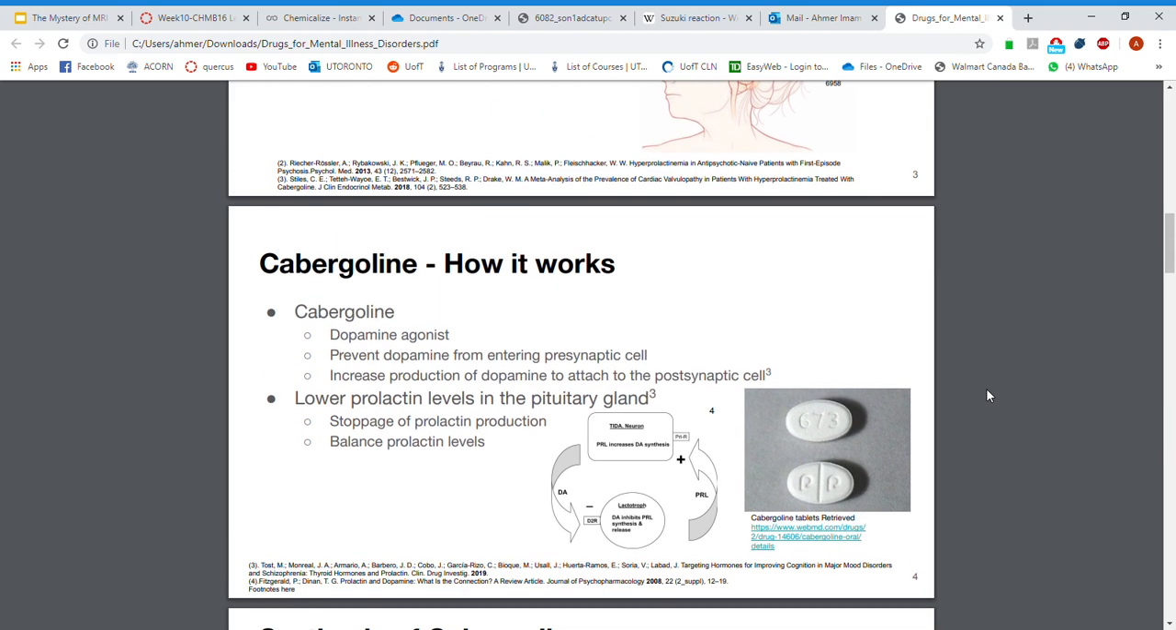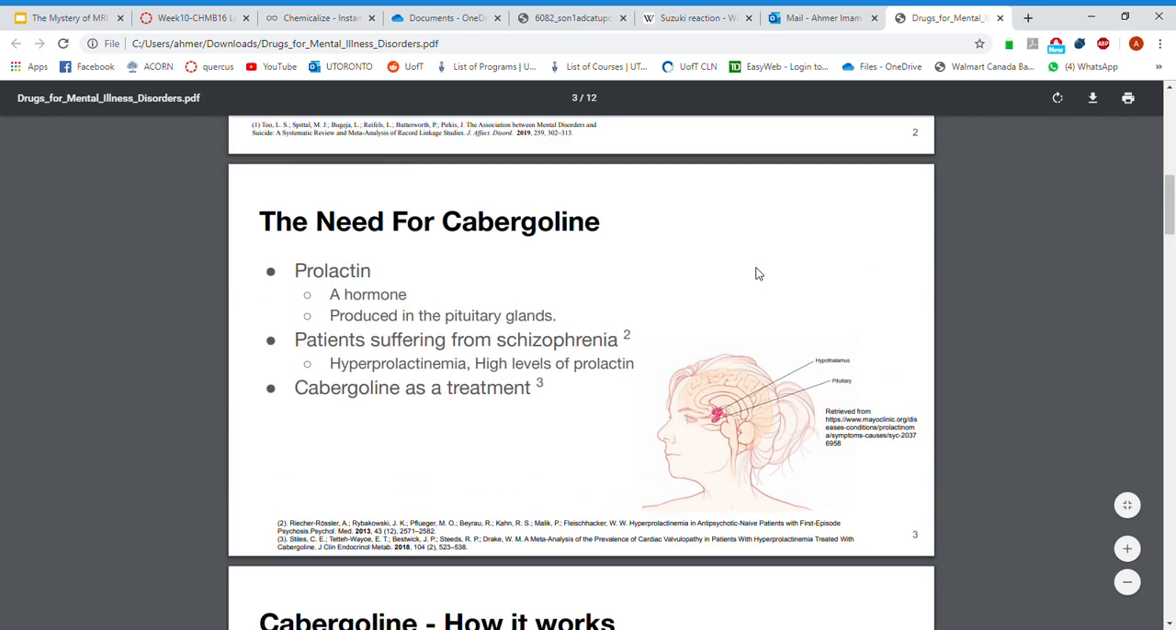Dopamine is known. Oh yeah, go to slide 3. Yeah, see that's what I messed up on. Actually, no, stay on slide 3.